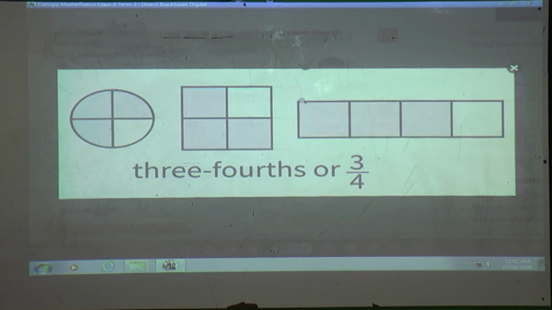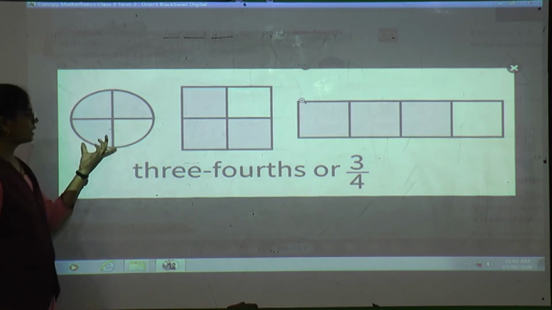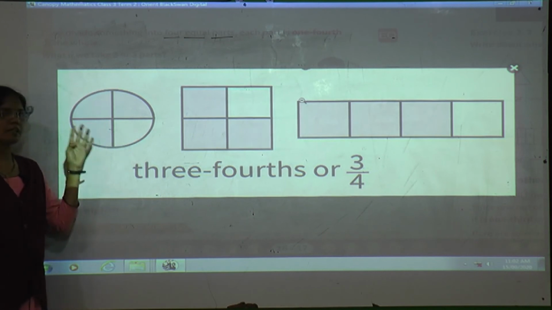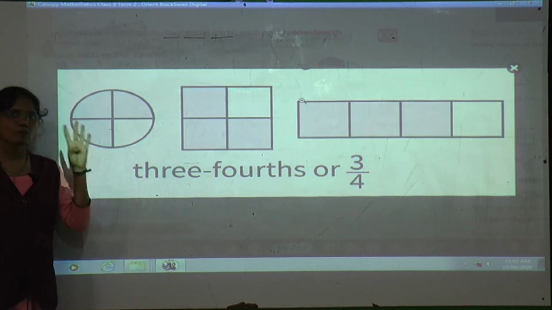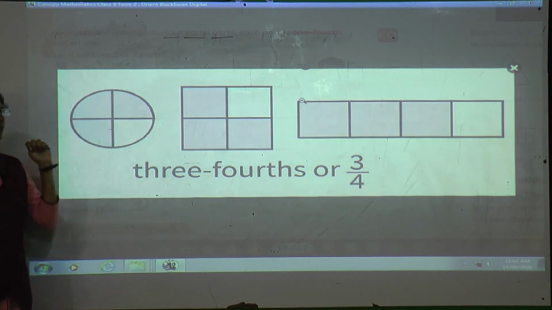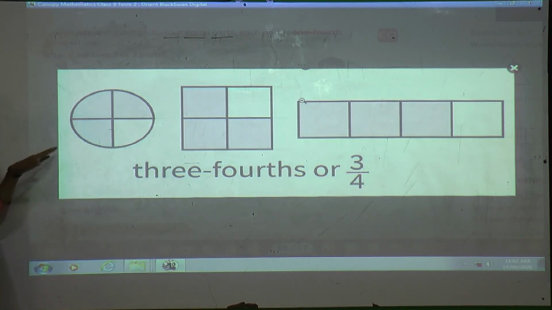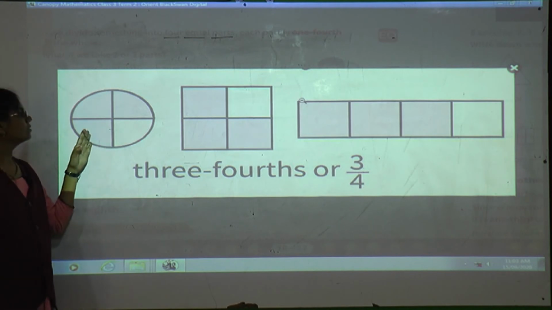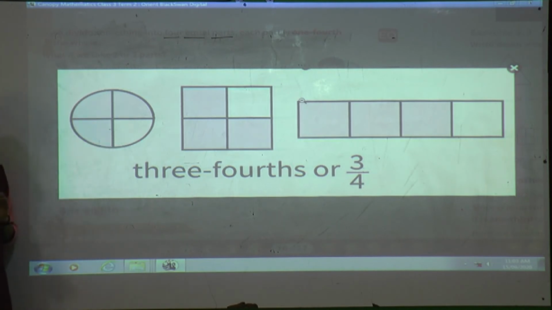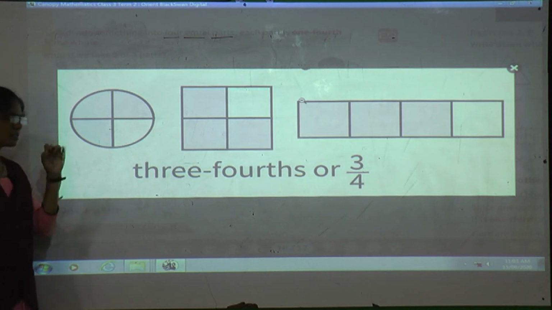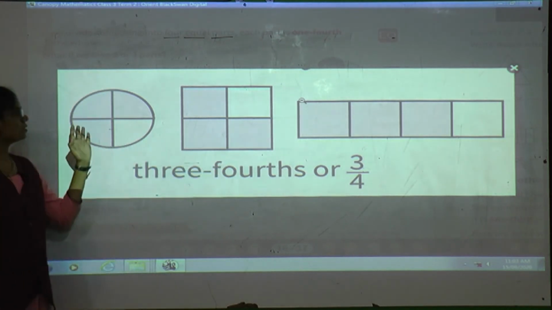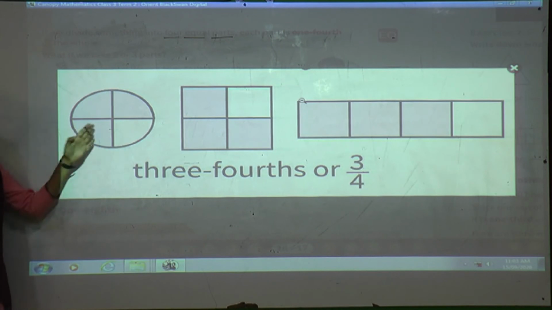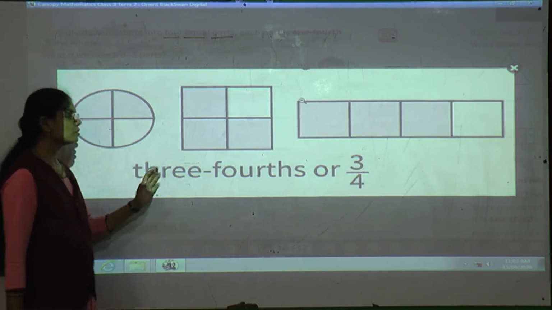Look here again. See, again circle is there. Okay, and this circle again they have divided into 4 equal parts. How many parts? 4 equal parts. Okay, and out of that 4 equal parts, 3 are shaded. How many are shaded? 3 are shaded. So it is called as 3/4. Why? Because 3 parts are shaded out of 4 parts. So it is called as 3/4.